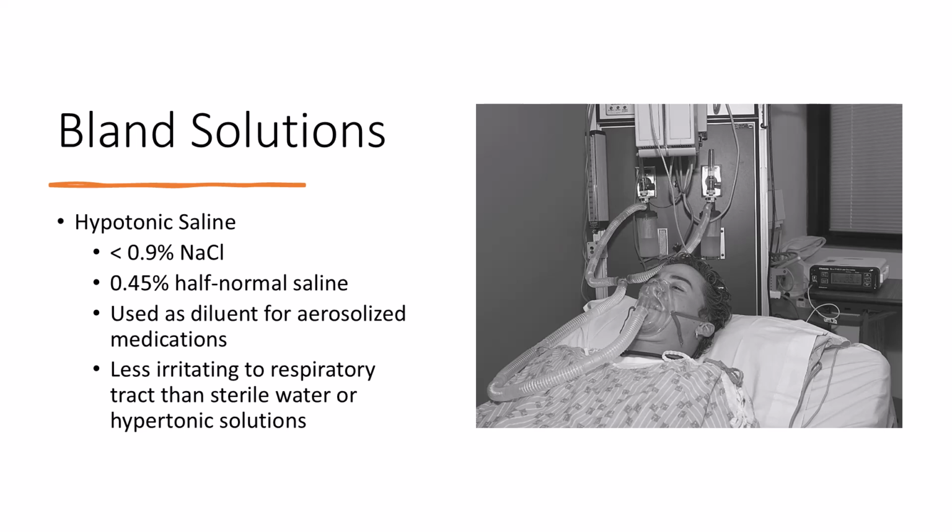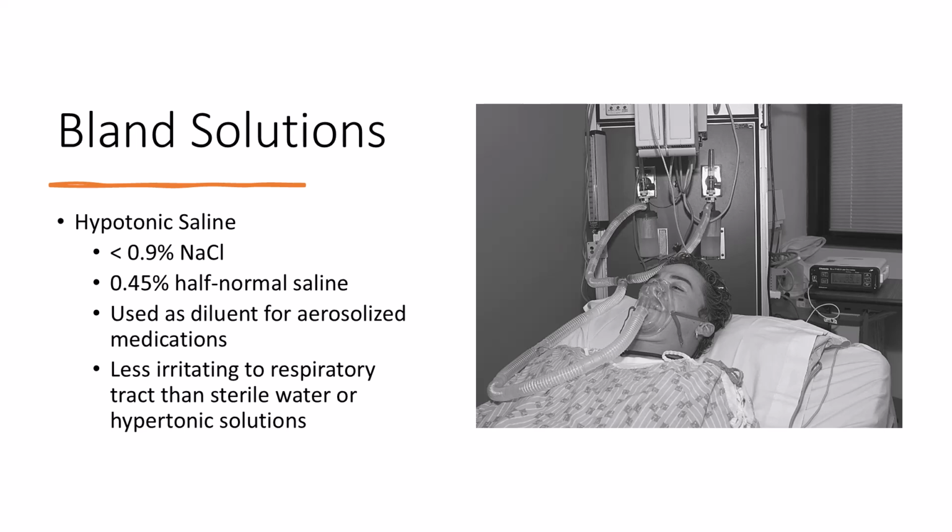Hypotonic saline, also referred to as half-normal saline, is available in a 0.45% sodium chloride solution. This concentration is commonly used in commercially available solutions designed for ultrasonic nebulizers. Compared to sterile water or hypertonic saline, hypotonic saline is less irritating to the airways. It can be utilized in various types of large volume nebulizers, and is also suitable as a diluent for nebulized medications, making it a versatile option for respiratory treatments.